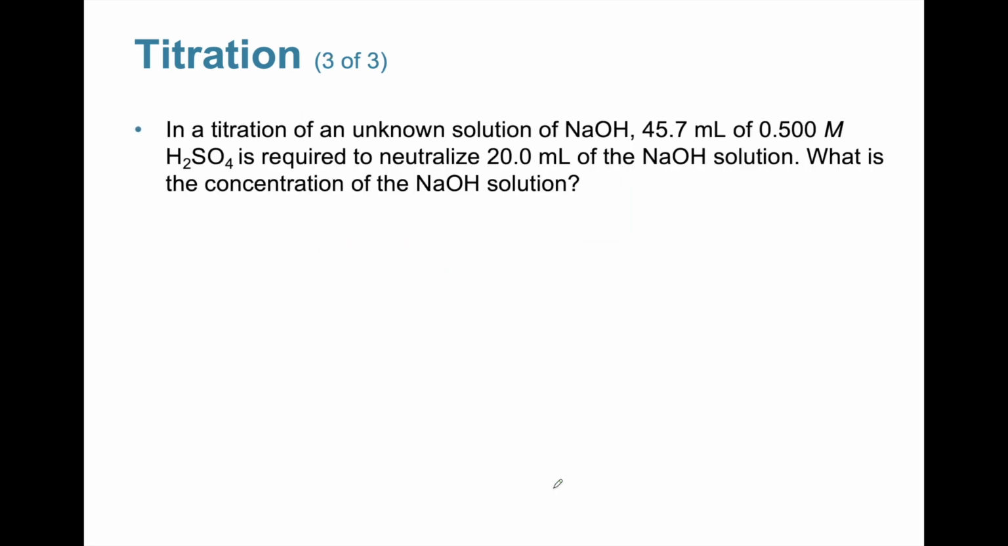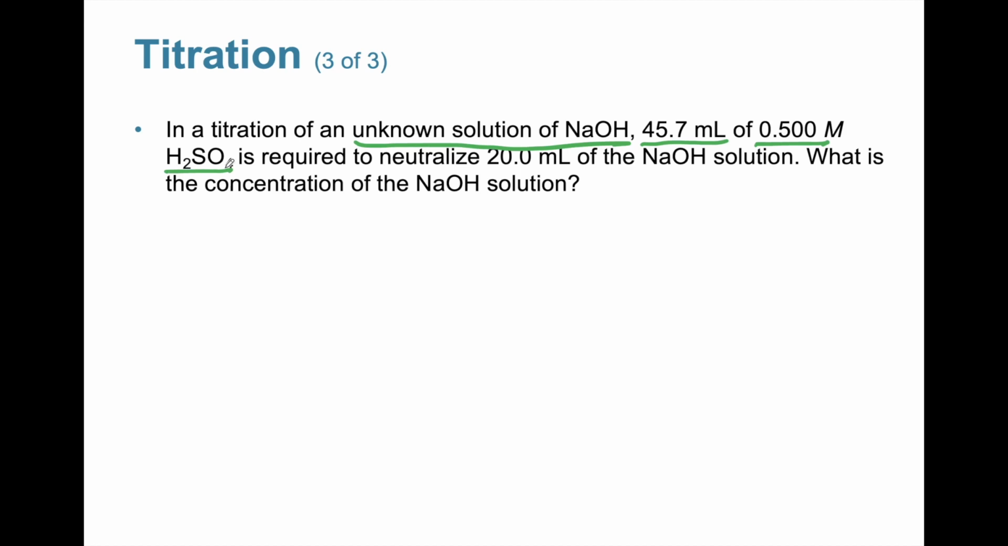So let's just jump right into an example. Here it's a little bit backwards, so don't freak out. They're still calculated the same way. I have an unknown solution of sodium hydroxide this time instead of an unknown solution of acid. But again, we'll go through the process and you'll see you can do it either way. Always start with what you have. We have 45.7 mL of a 0.5 molar solution of sulfuric acid.